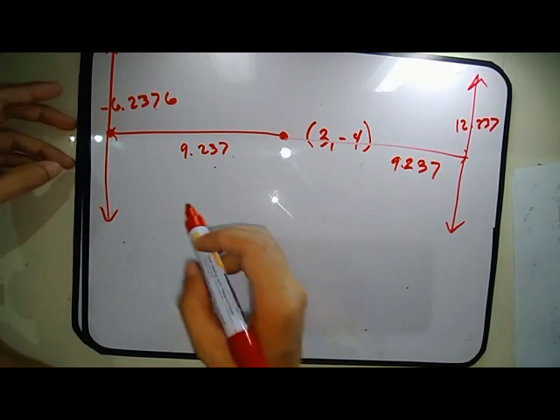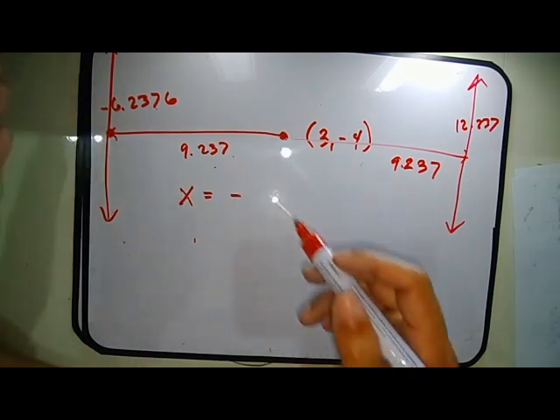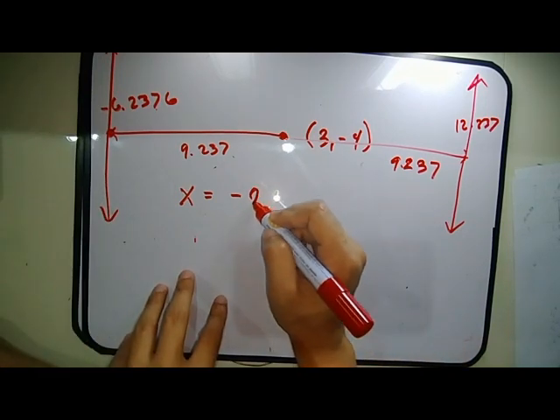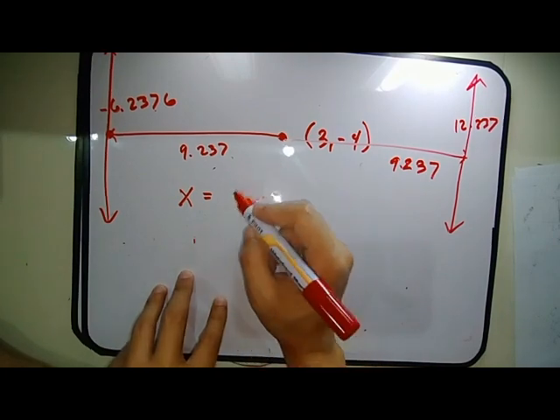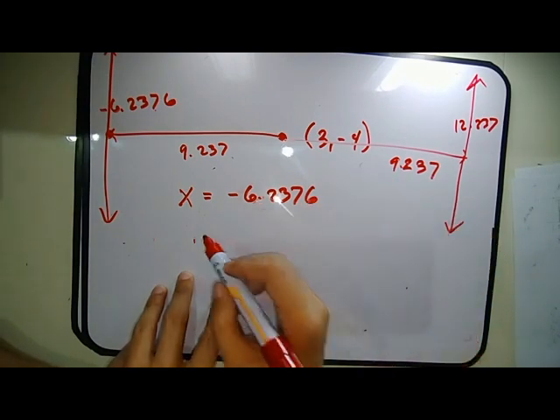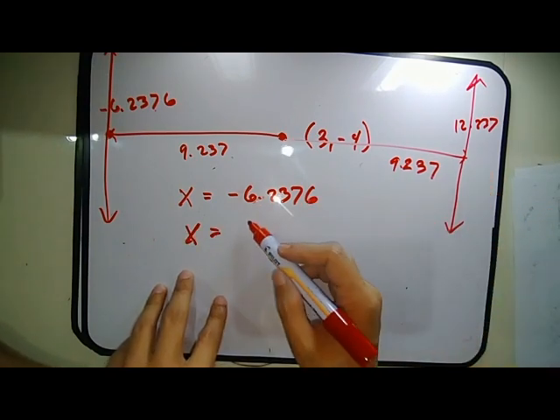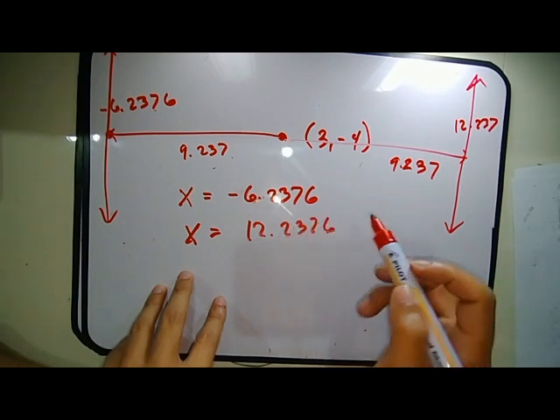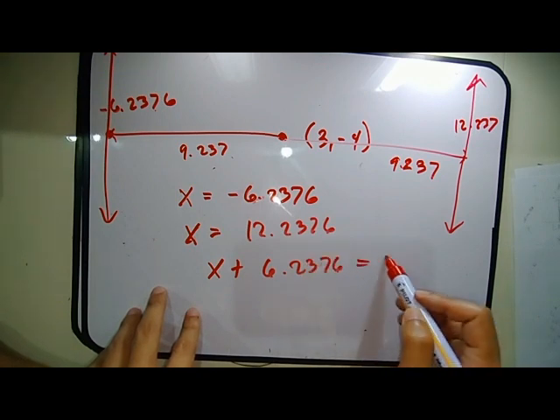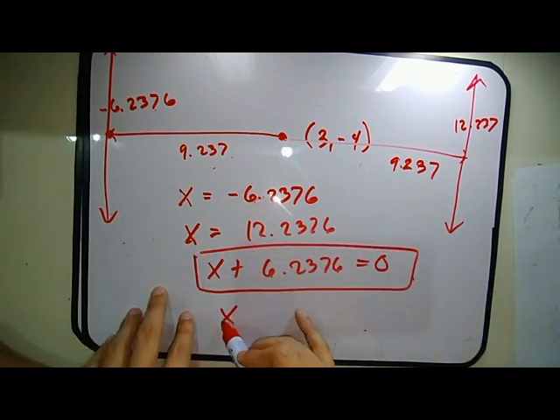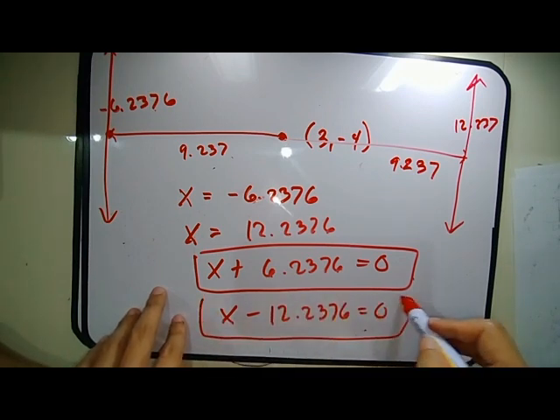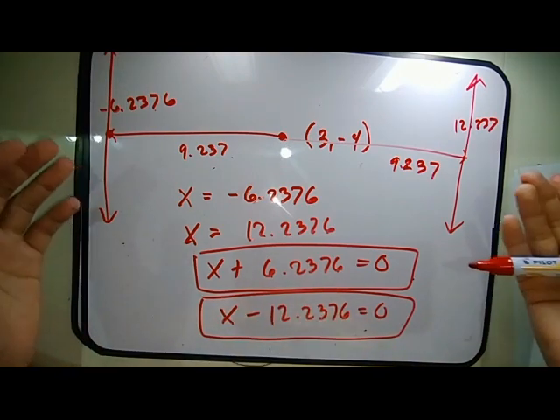Here is our directrix. So that is x equals, since it is upward or vertical, x equals negative 6.2376. Then x equals 12.2376. So that is x plus 6.2376 equals 0, and x minus 12.2376 equals 0. So it has two directrices, either on the left or on the right.